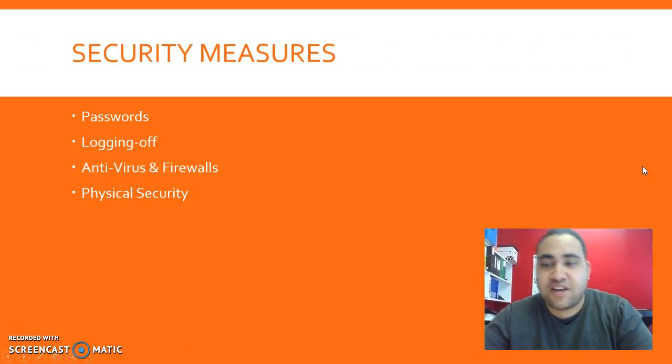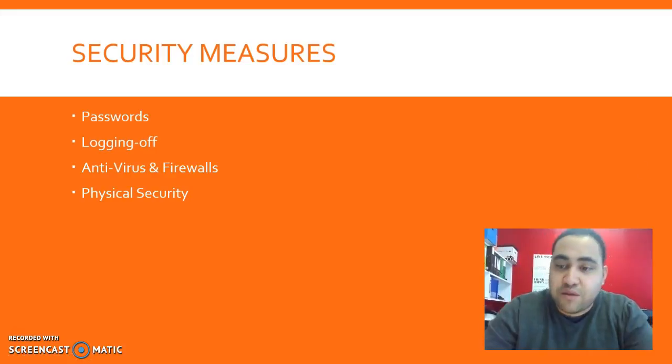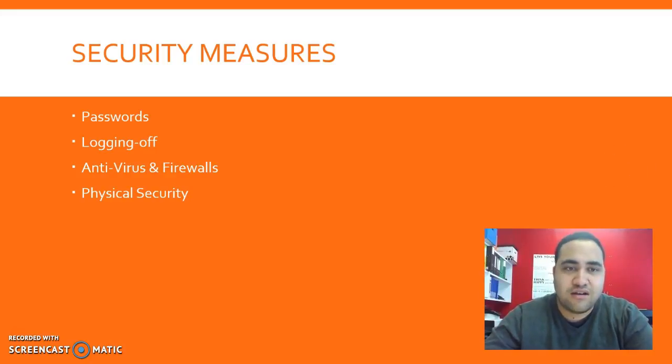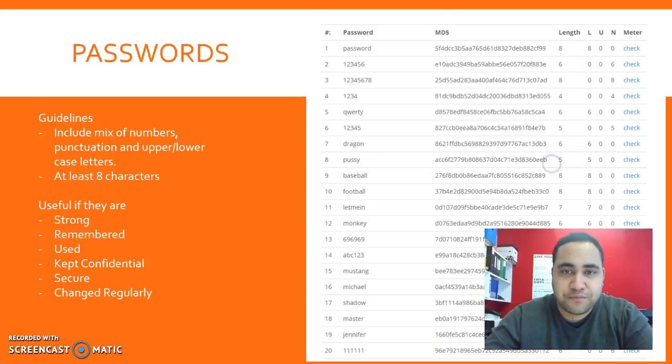Okay, so here are some security measures that we look at, so ways that we can prevent it from happening to ourselves. Whether you're wanting to run your own business or you put yourself into a role that involves handling information, these are some of the measures that we can look at. So we'll look at passwords, logging off, antivirus and firewalls, and then we'll look at physical security.